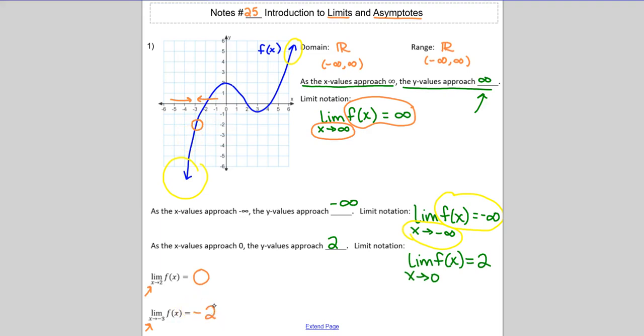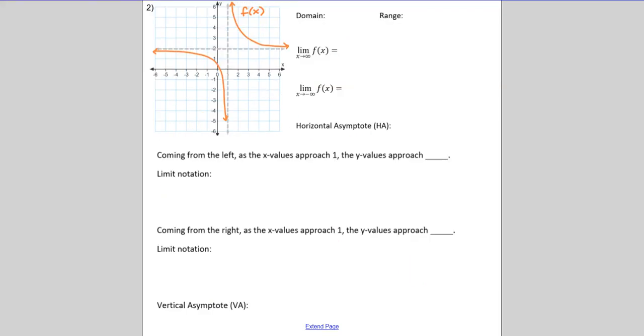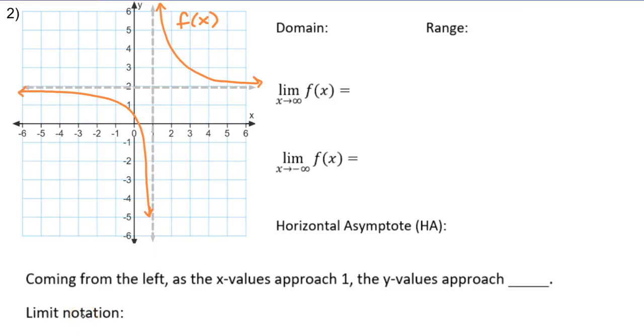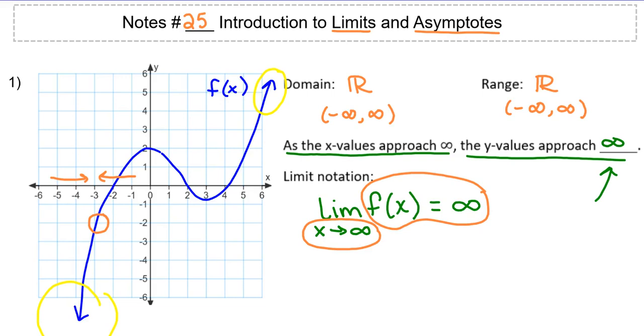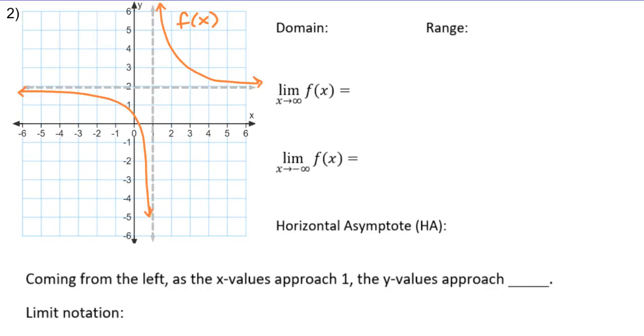Okay, let's see what's on the next page. Okay, here's a new graph. So this is an example of what a rational function will look like. Number 1 was a polynomial function. We've just been studying a bunch of those. Number 2 is a rational function, and we'll get into that more and more this week and then after the break. So let's look at this.